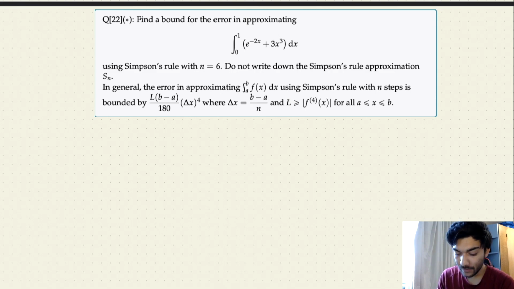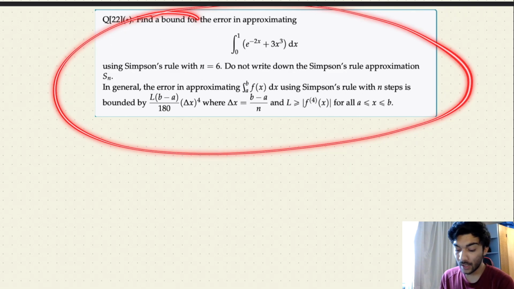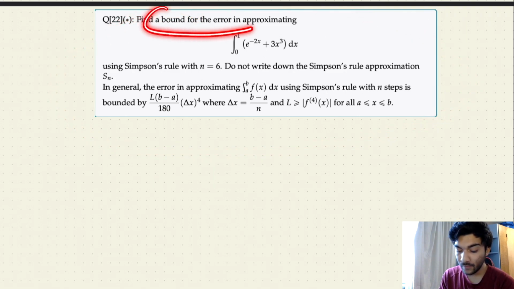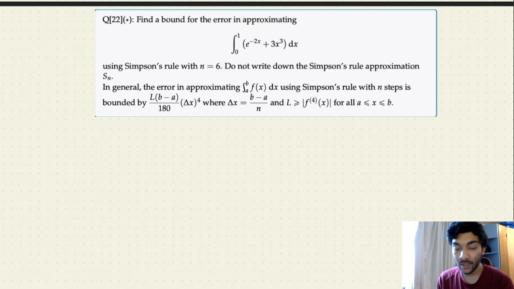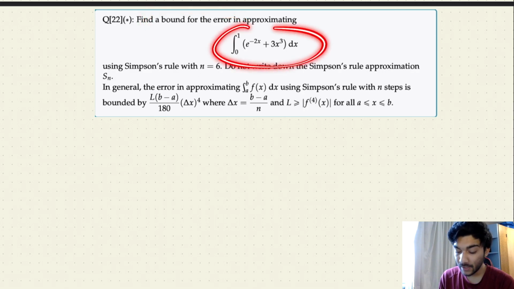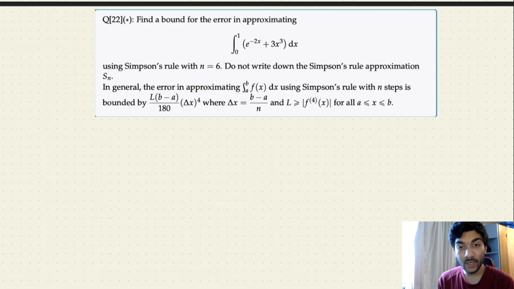So let's continue our previous video on numerical integration and do one more question on finding a bound for the error in approximating different types of integrals using different types of rules that we already covered in the last videos. So in this question, we have to find a bound for the error in approximating this integral over here using the Simpson's rule with the given n equals 6 in this case.